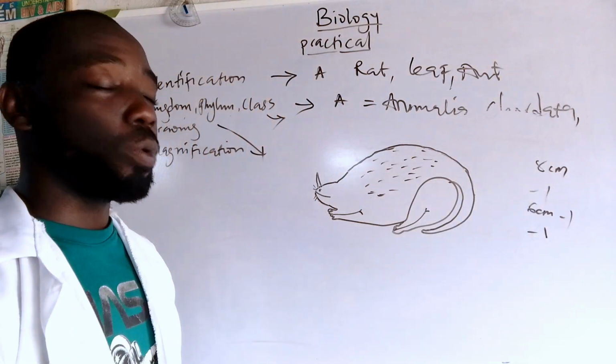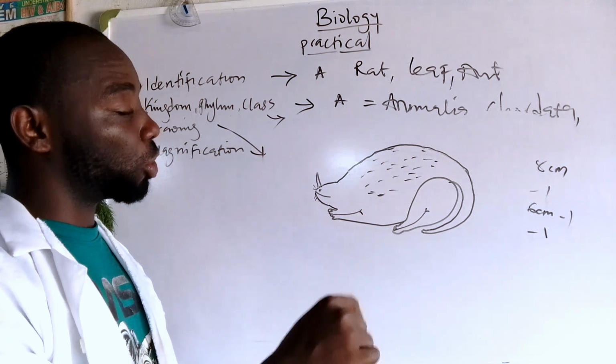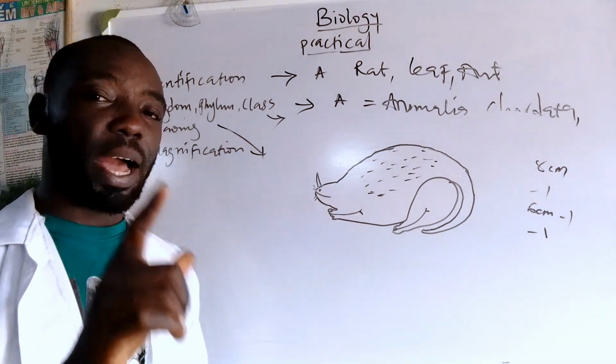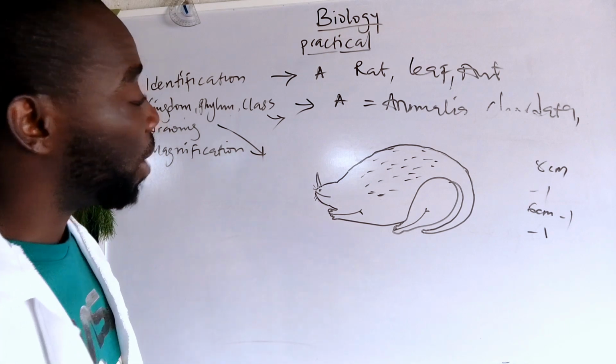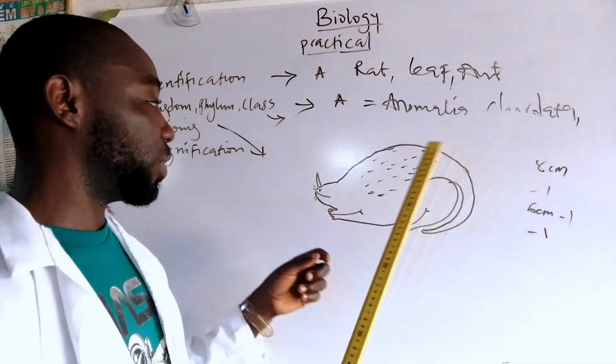It means you are losing one mark. So it is important for you to know the names of each of the parts of this organism and label them if you are asked to label. Remember, when you want to label, please make use of your ruler or meter rule, as we call it.